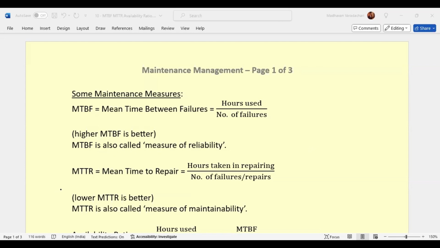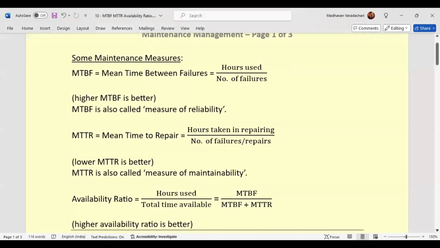Another one, MTTR, mean time to repair. How to calculate that? Hours taken in repairing divided by number of failures or repairs. So since it is related to repairing time, lower MTTR is considered to be better for any specific machine or for any specific product. This MTTR is also called measure of maintainability.